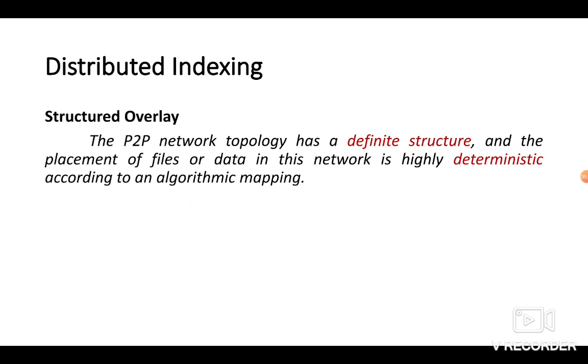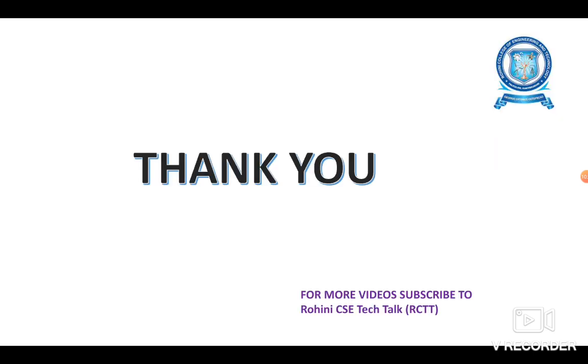We have two types of overlay, structured overlay and unstructured overlay. In a structured overlay, the peer-to-peer network topology has a definite, proper structure. We have to follow a strict structure for building the peer-to-peer network, and the placement of a file or data in this network is highly deterministic. Whereas in an unstructured overlay, you don't need to follow a definite structure. The data and the files can be placed anywhere. So that's about peer-to-peer networks, data indexing and overlays.